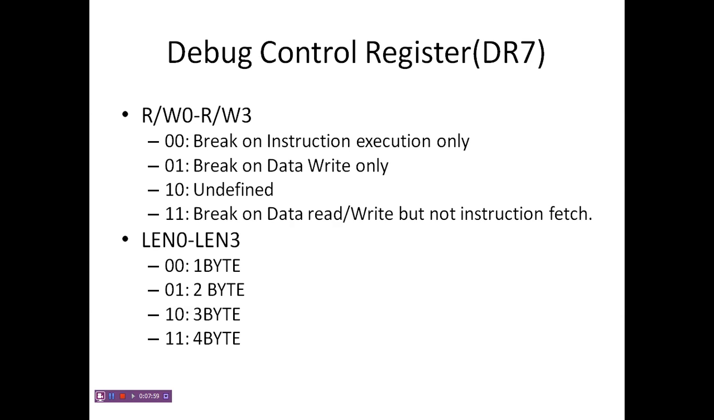Next are LEN0 to LEN3, that is length 0 to length 3. This specifies the length of the data item to be monitored. A length of 1, 2, or 4 bytes may be specified, as shown in the PPT. For 00, it specifies 1 byte length. For 01, it specifies 2 byte length. For 10, it specifies 3 byte length, and for 11, it specifies 4 byte length.